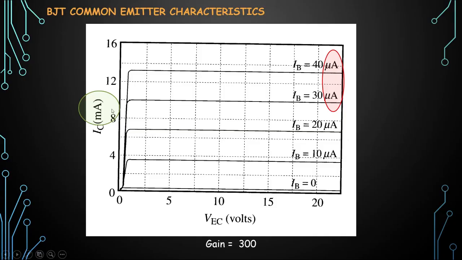Okay, one more thing you have to remember: the output current is in the range of milliamperes and the input current is in terms of microamperes. You can see that these current levels are very small, right? And here the gain is around 300 for this particular case.